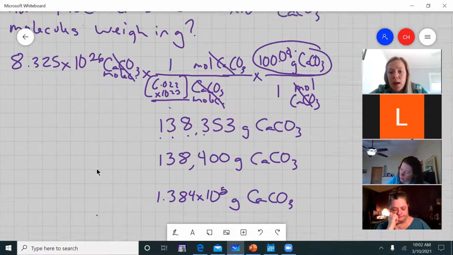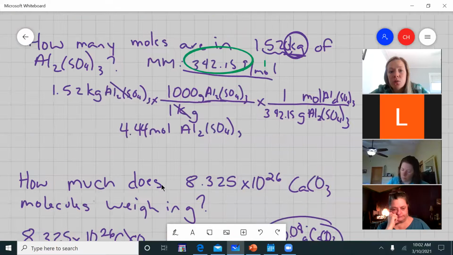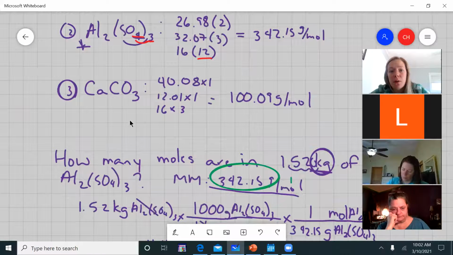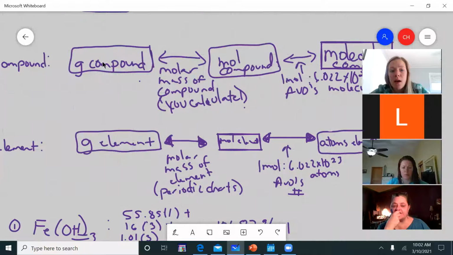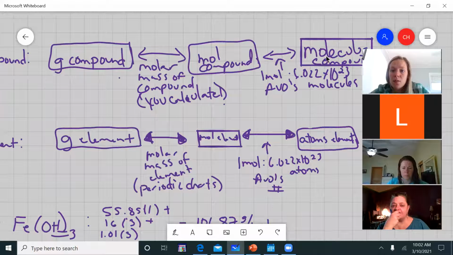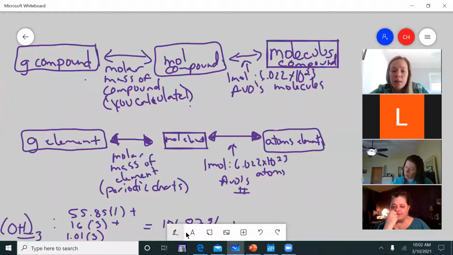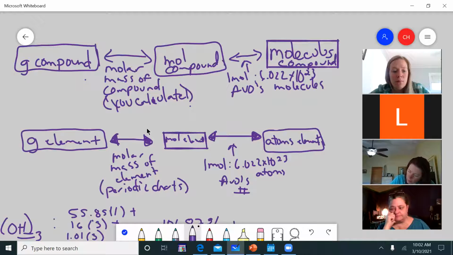Okay, because what we're going to do now is we're going to tie these 2 limbs together of our flow chart. So we're going to start taking compound and element and relating them to each other. So this over here, you guys already probably feel somewhat comfortable with this.